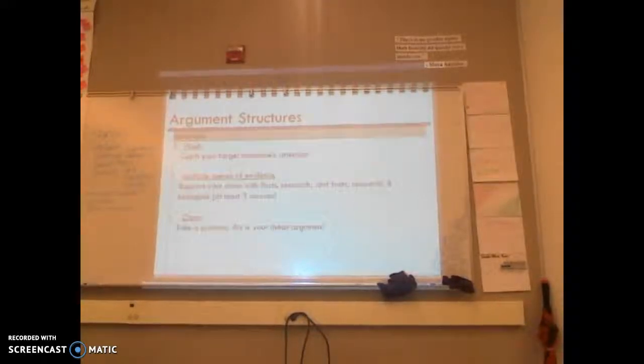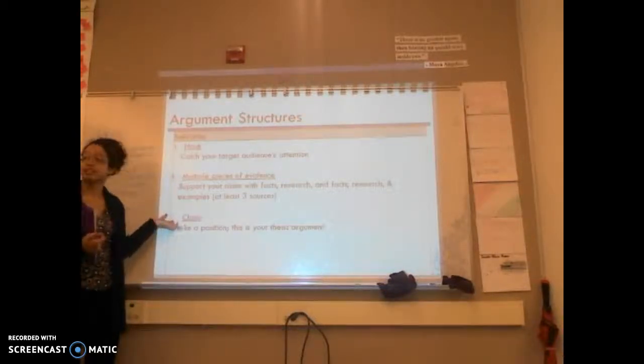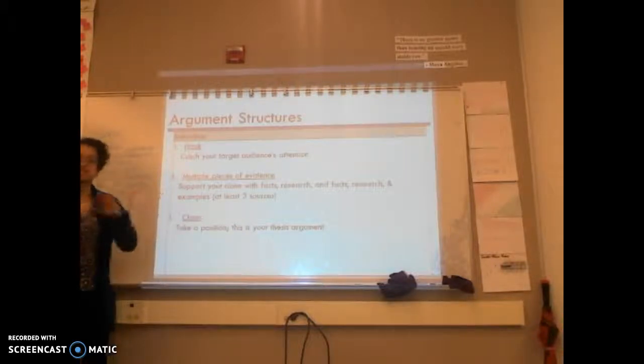All right. The second type of argument structure is inductive. It opens with the hook, then you give the multiple pieces of evidence, and then you give the claim. Now notice, you all have traditionally been taught that the claim comes towards the beginning of your argument, of your paper. In this one, the claim is actually going to come at the end. So it's backwards, it's like turned on its head.